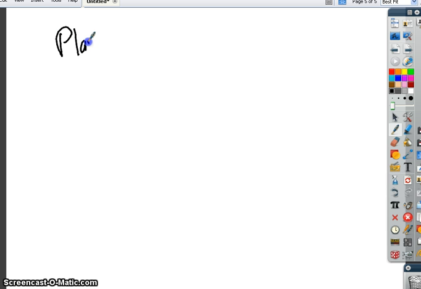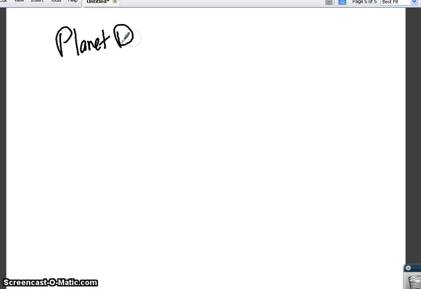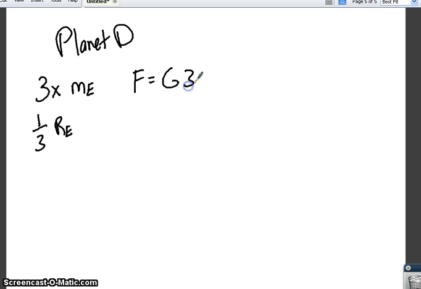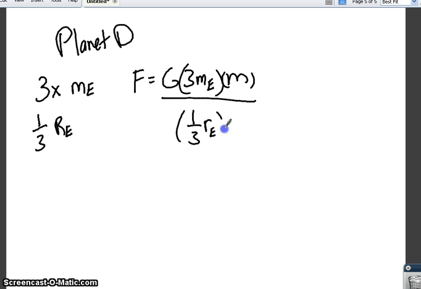Planet D. We're on planet D now. And this planet has 3 times the mass. However, it has 1/3 the radius of Earth. So it's a very, very dense planet. So F equals G, 3 me times m over 1/3 radius of Earth squared.